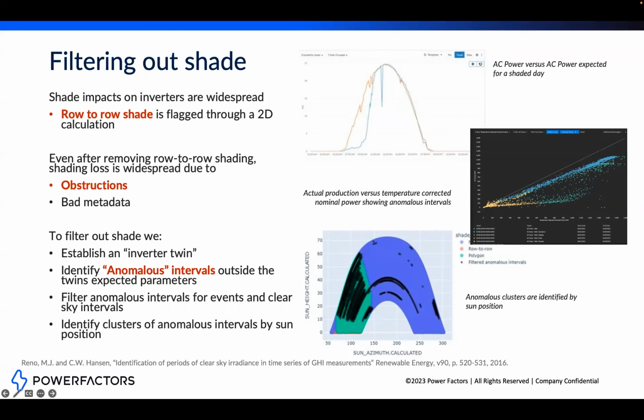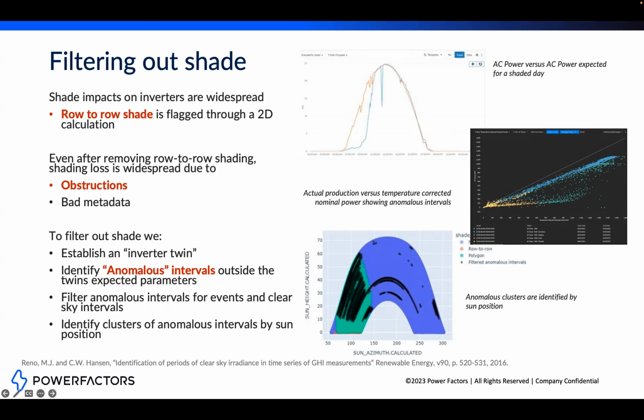However, we found that the ground coverage ratio is a difficult parameter to get from customers. It's missing from a lot of sites. Additionally, row to row shade calculations aren't going to capture shade from obstructions like tree lines or buildings. So the first plot shows the impact of a nearby tree line on inverter AC power. Thus, we have another method for filtering out shade based on looking for clusters of low-performing sun positions.